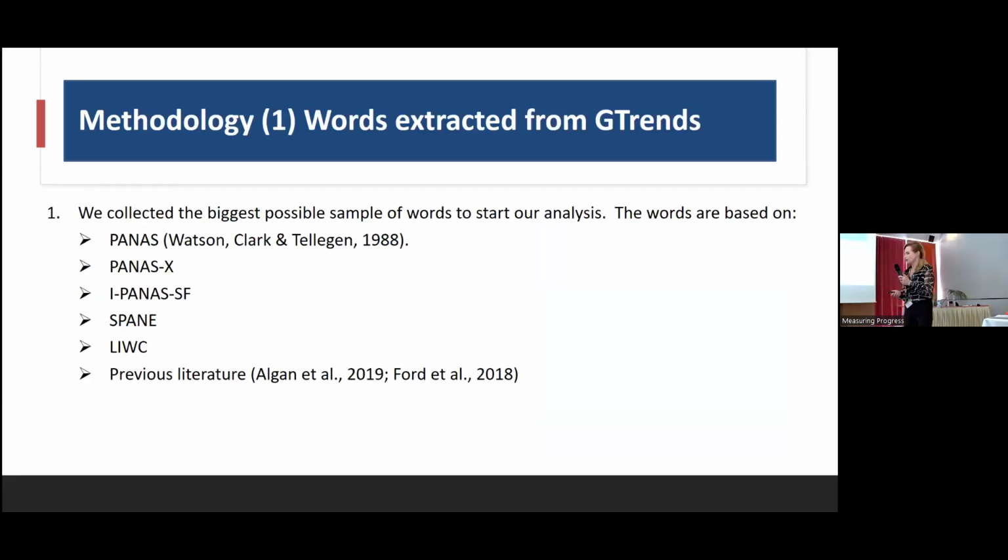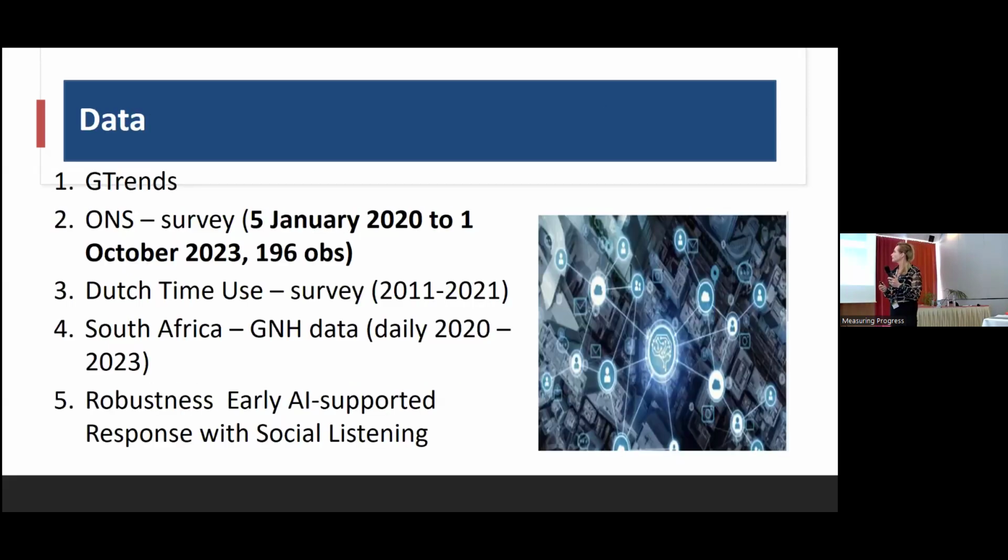Then we've got a Dutch data set, it's time use data from 2011 to 2021, thanks to Ruud Veenhoven who started collecting it, but I will also tell you more about that. Then we've got the G&H, which is our previous Twitter data. And then for robustness check, we will be using EARS.